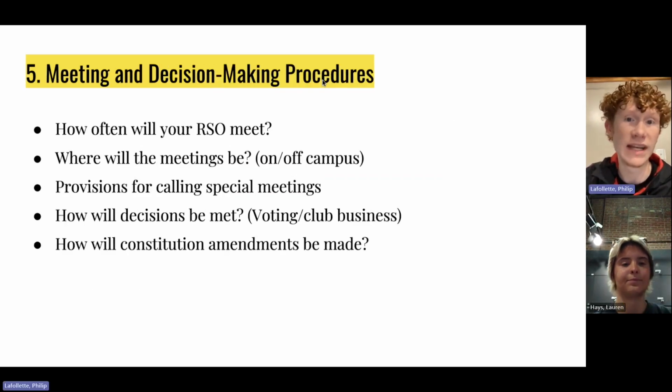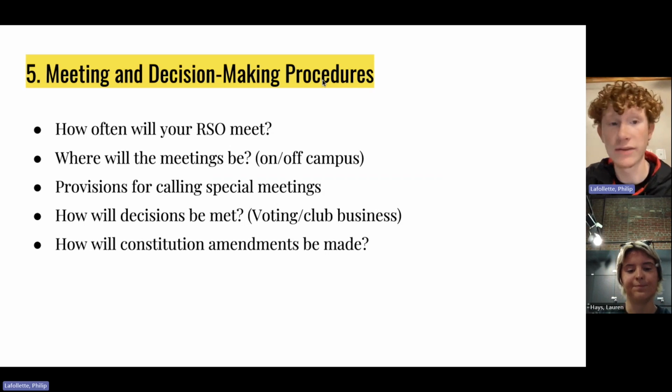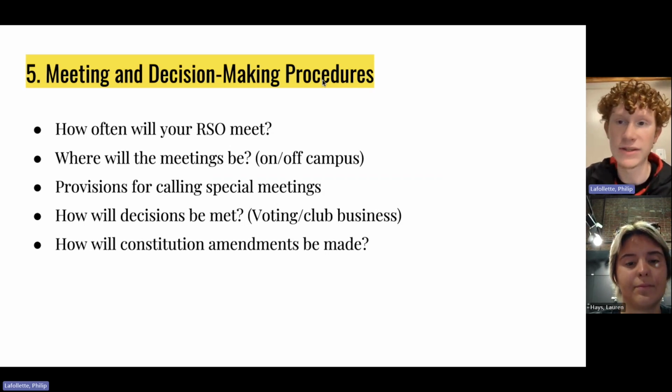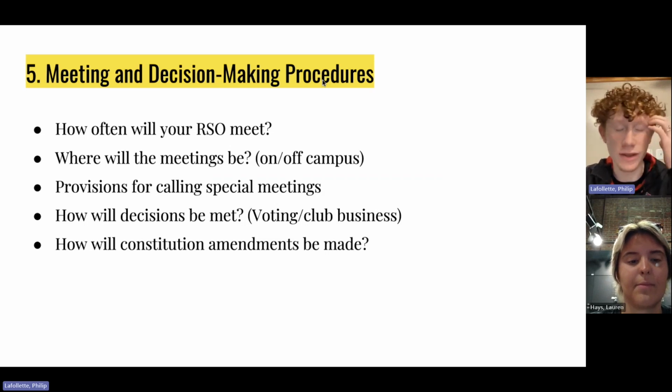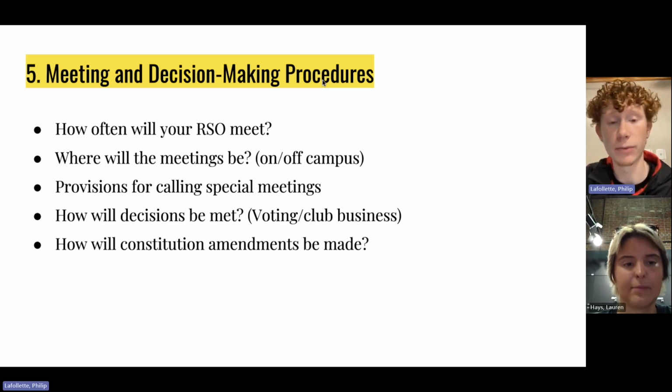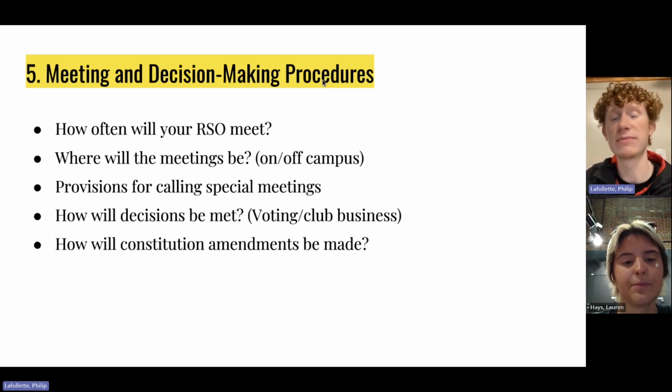Fifth, you will need meeting and decision-making procedures. So how often will you guys meet? Where will you meet? Will it be on campus, off campus, maybe in Davidson or the academic building? Provisions for calling special meetings. How will decisions be made? Like voting, or maybe just a board decides, or how will constitution amendments be made?